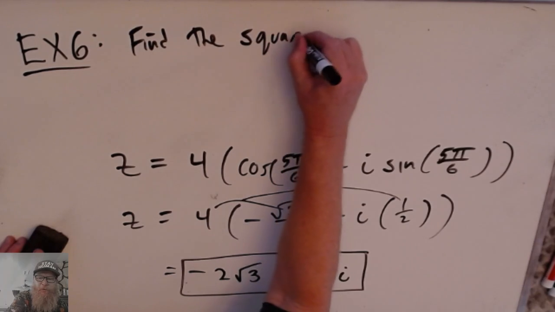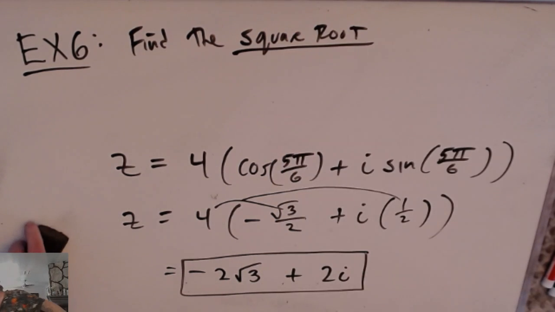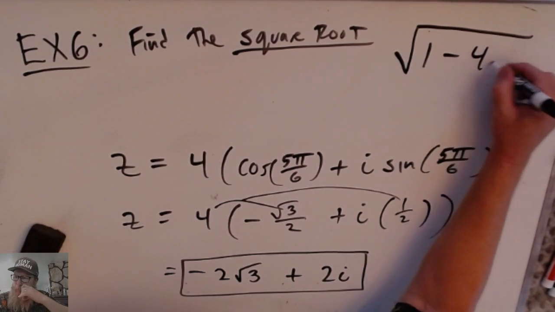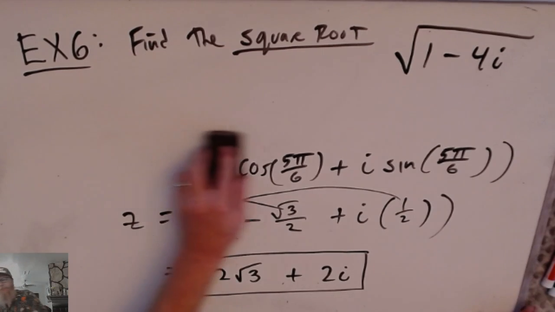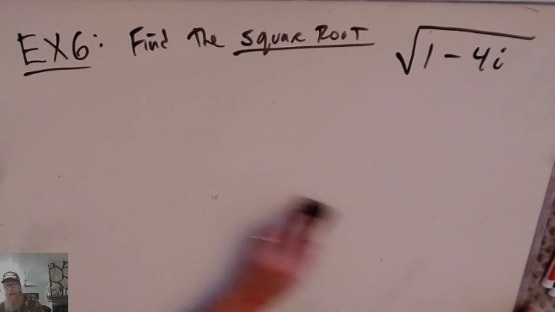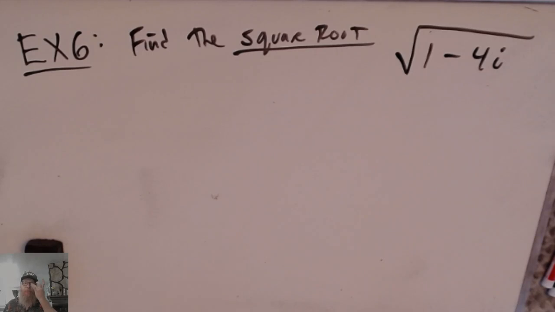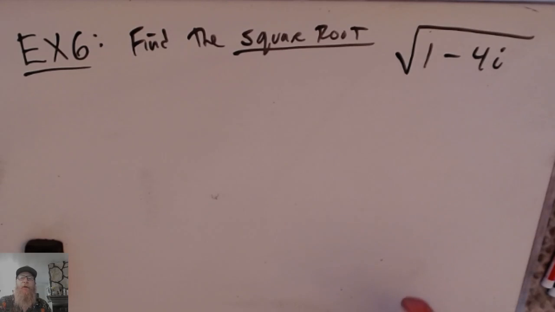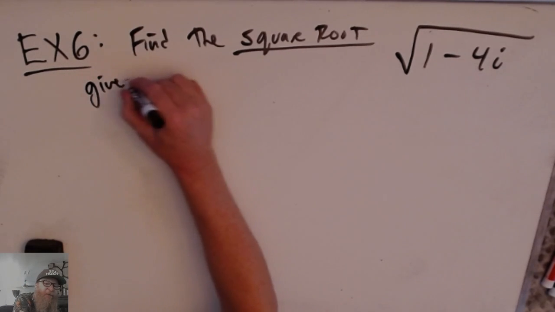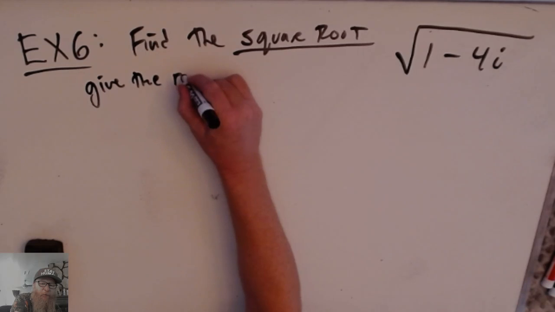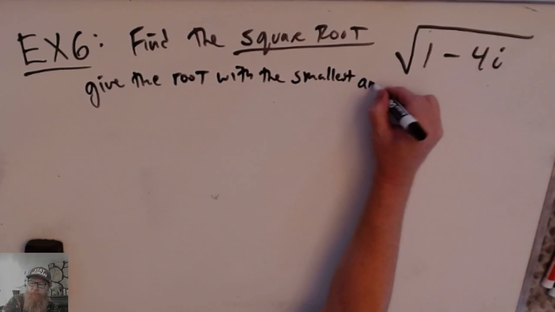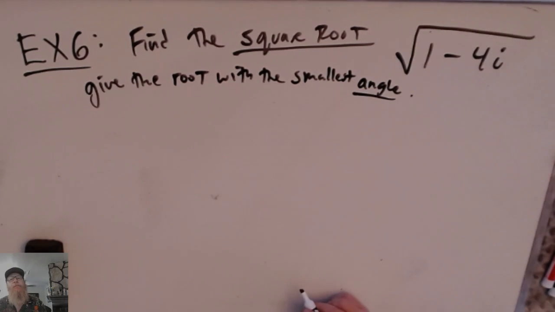Find the square root of 1 minus 4i. Now, there are actually 2 square roots, so let's give the root with the smallest angle, because you will actually get 2 answers here.